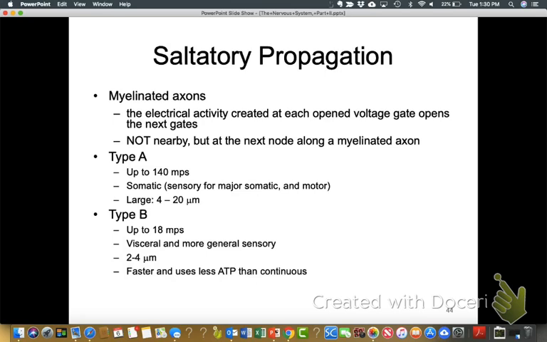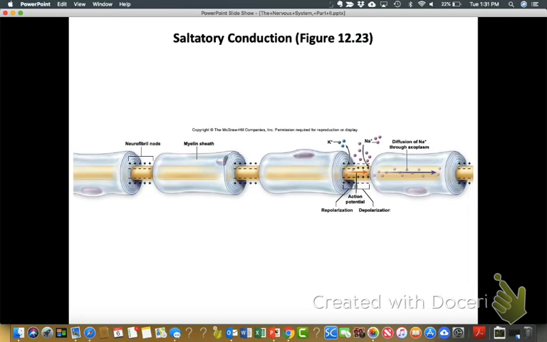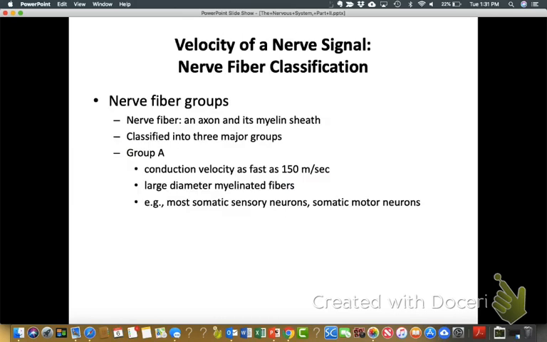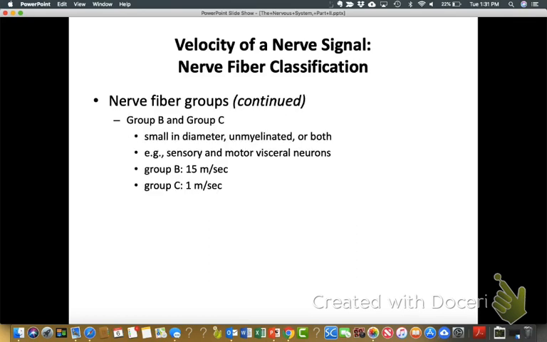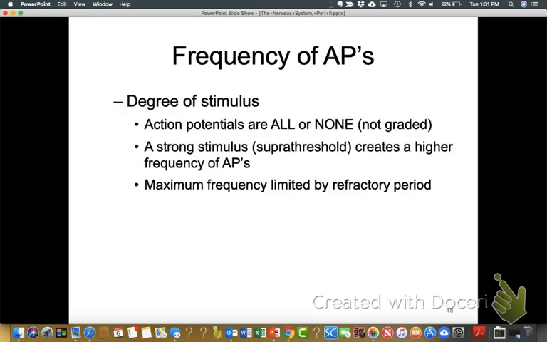All of that is type A. Type B is visceral and general sensory, and again, that has to do with supplying your internal organs and also some general sensation. We'll talk more about the visceral supply when we get to the autonomic nervous system. So we'll come back to type B and C with the autonomic pathway. So here's a diagram showing you the saltatory conduction at one node. It's going to jump over that node to the next one. Okay, so we've got the group A's. The nerve type A is the fastest, up to, this slide says, up to 150, and then group B and C, the smaller ones, are the sensory and motor visceral ones.